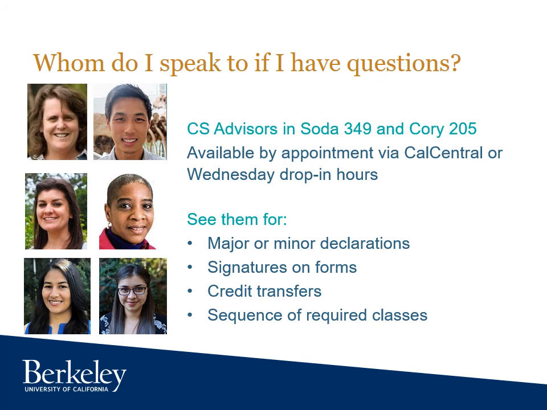One final note I have is if you do have questions about EECS classes, electrical engineering classes, you would need to go over to Corey 205 and talk to some of the EECS advisors over there. Just like the CS advisors, you need to make an appointment with them if it's not Wednesday. And if you are an incoming student, you have a question about the data science major, you should go over to Evans Hall. That's where the data science advisors are located.